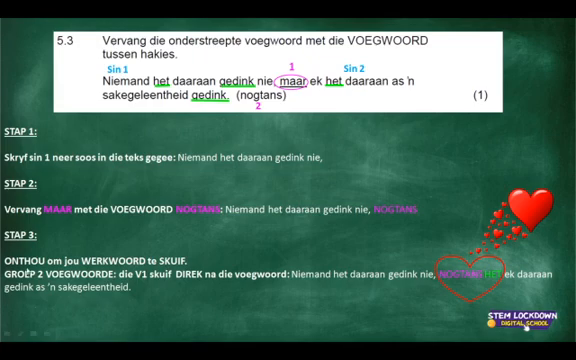Right, so wat sê die reël vir groep 2 voegwoorde? The rule for group 2 conjunction, die verb 1 skuif direk na die voegwoord. It moves directly after the conjunction. It wants to be as close as possible to that conjunction. So niemand het daaraan gedink nie, nogtans het. So I've moved my verb 1, ek daaraan gedink as 'n sakegeleentheid.